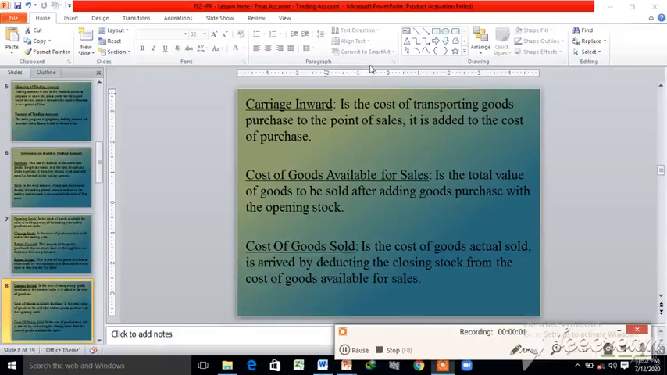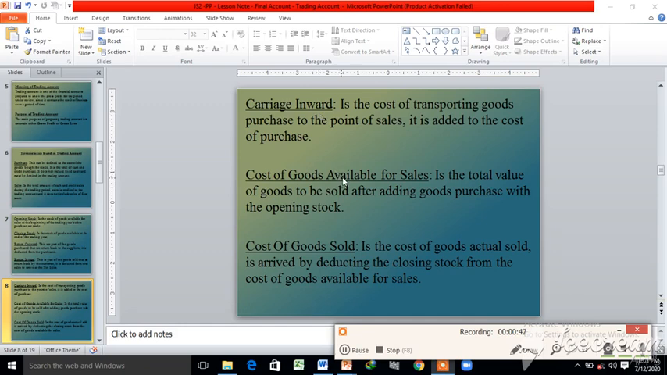Carriage inwards simply means the cost of transporting goods purchased to the point of sales, and it is added to the cost of purchase. Now, as a retailer, this carriage inwards is the cost incurred to transport the goods from the wholesaler to the firm for resale. That cost incurred is called carriage inwards, and it is one of the items in trading accounts. So on the debit side, we add it to our net purchases.